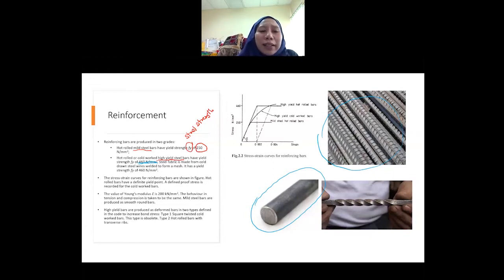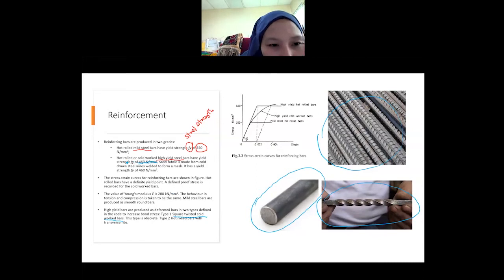Alright, and then also below, this is a type of high yield too, but it is square twisted cold work bar. But this one is obsolete, people don't use this type anymore. Normally for high yield steel, we use this type, the one with the rough surface like this. Alright.